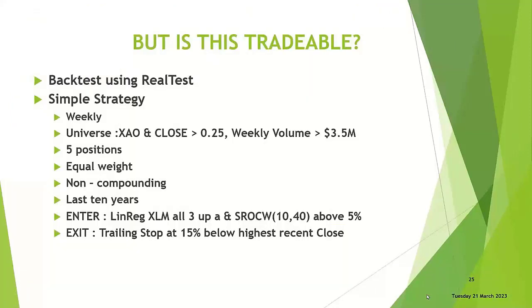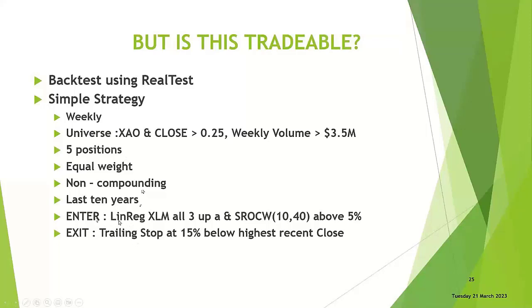But is it tradable? And therein lies the acid test. So I took a strategy based on this and put it into RealTest. Those are the parameters. Weekly strategy, universe XAO, exclude the stocks that are less than 25 cents, and there's 6 or 7 of those. It doesn't really matter. There's not too many of them. I want a weekly volume of $3.5 million. That weeds out a few more, but because we're working on the X300, actually the X500, it's not too bad. I will hold 5 positions, equally weighted, not compounding, over 10 years.